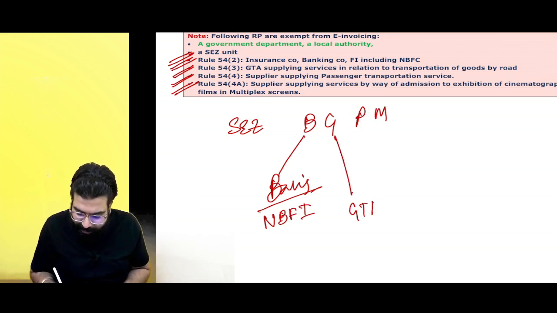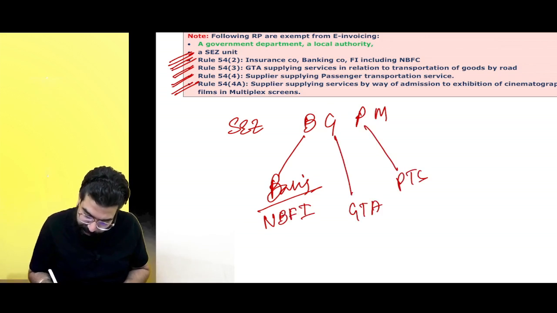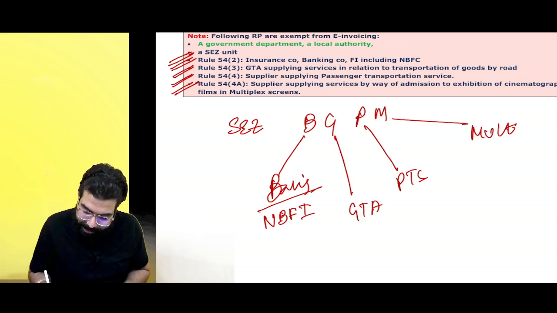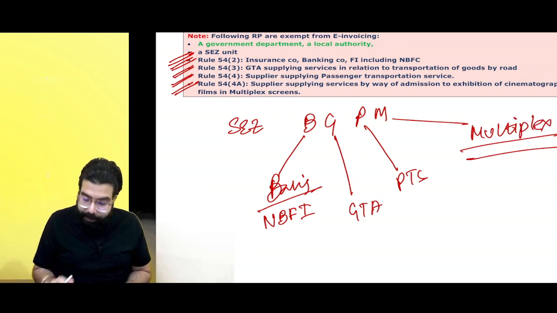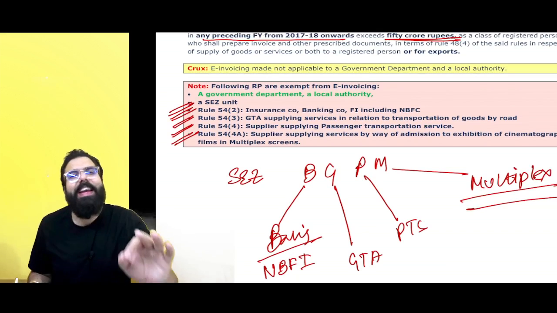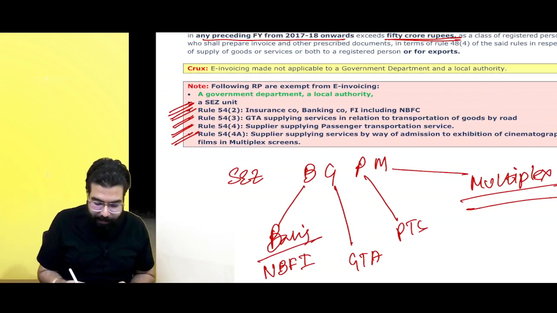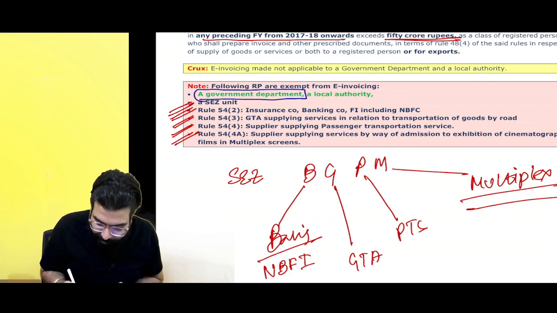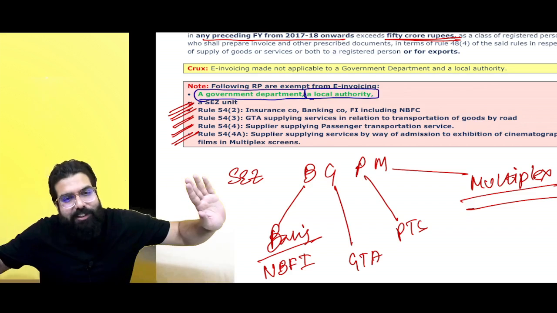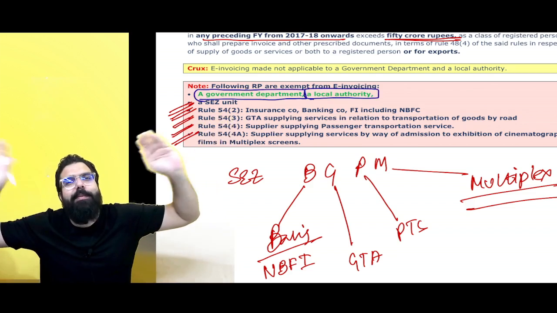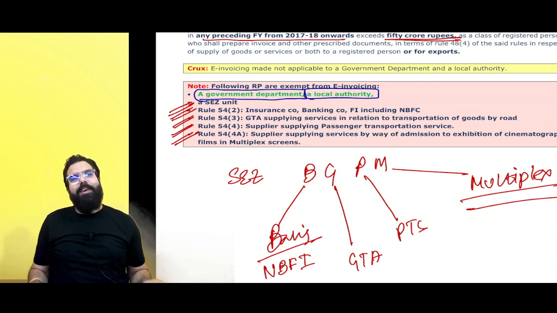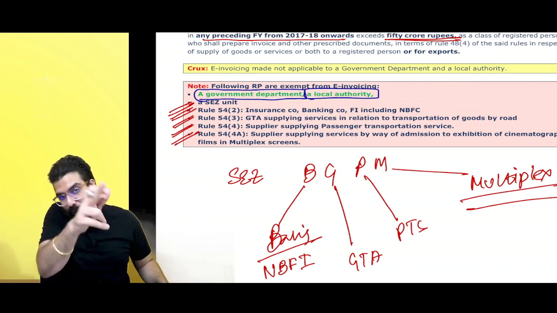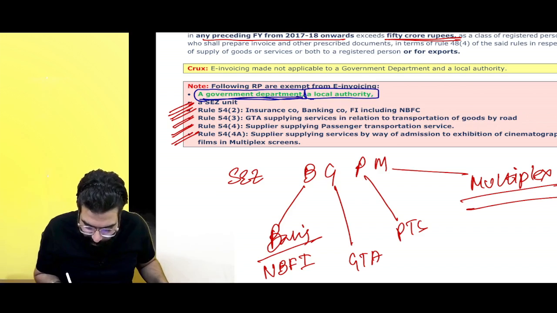G for GTA, P for passenger transportation service, M for multiplex. You had gone ahead and told, sir, for them it is not applicable. Now they have gone ahead and told e-invoicing provisions are not applicable to government department also and local authority also. That's all is the change. Tax invoice mein e-invoicing provisions are not applicable even if your turnover exceeds 50 crore if you are a government department or a local authority.